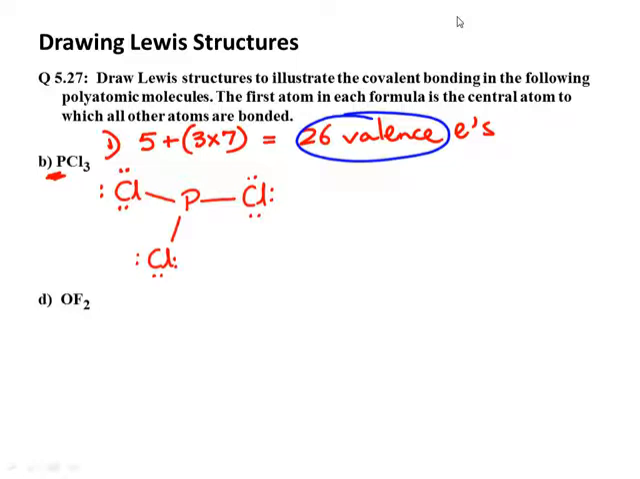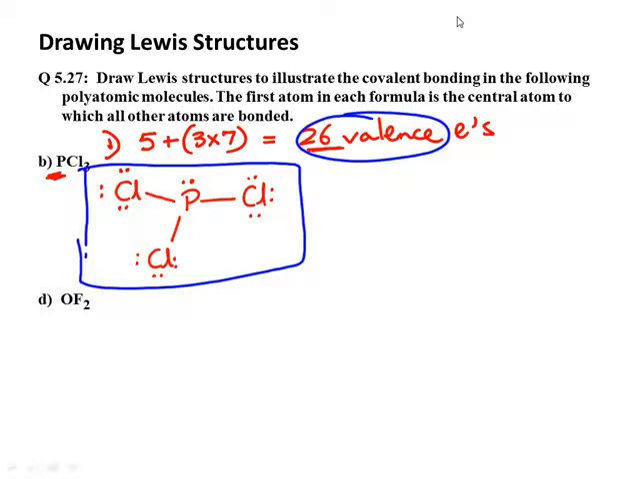are left. So 1, 2, 3, 4, 5, 6, 7, 8, 9, 10, 11, 12. 12 pairs, meaning 24 electrons. So I'm still left with 2 electrons out of the 26 valence electrons. If you are left with any more valence electrons, those then go on the central atom. And now in doing so, phosphorus has also completed its octet, and therefore this structure is correct.